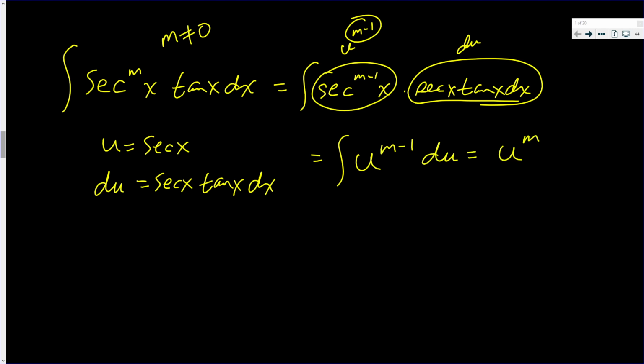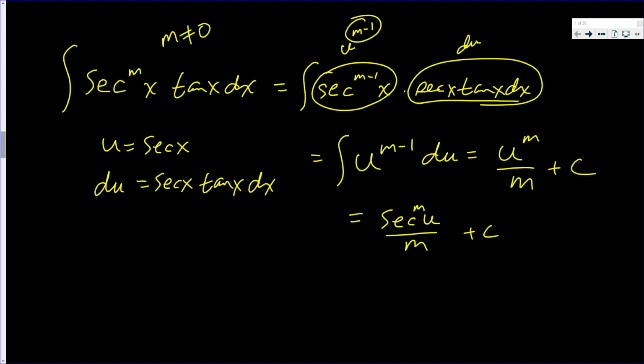You add 1 to the power, you divide by that power, plus c. And u is secant x, so it's secant x to the m over m plus c. And there is your answer.